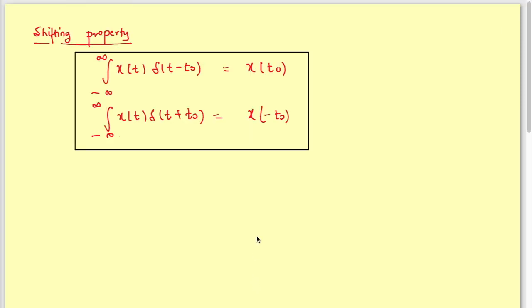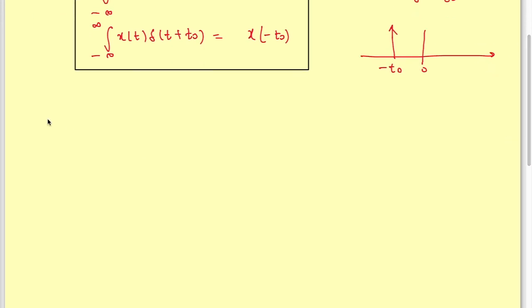Now there are two more cases of our shifting property. So integral from minus infinity to infinity x of t delta of t minus t naught is equal to x of t naught. In this case my impulse is present at, this is my 0, impulse is present at t naught, and in the other case my impulse is present at minus t naught. Okay, so let us prove it also.